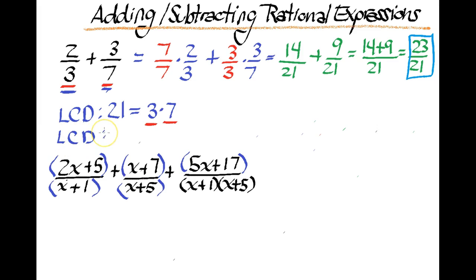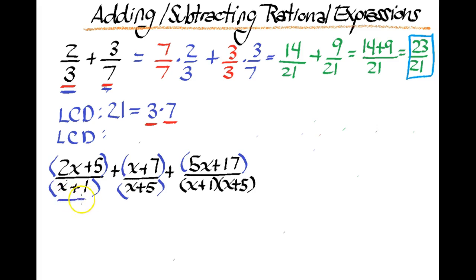How do you find an LCD when your denominator is more complicated? Well, you take a look at the unique factors in your denominator. Okay, so for instance, in our two fractions above, we had two unique factors. We had a factor of 3 and a factor of 7. We multiplied them together, we got 21. Let's take a look at the unique factors in our denominator here.